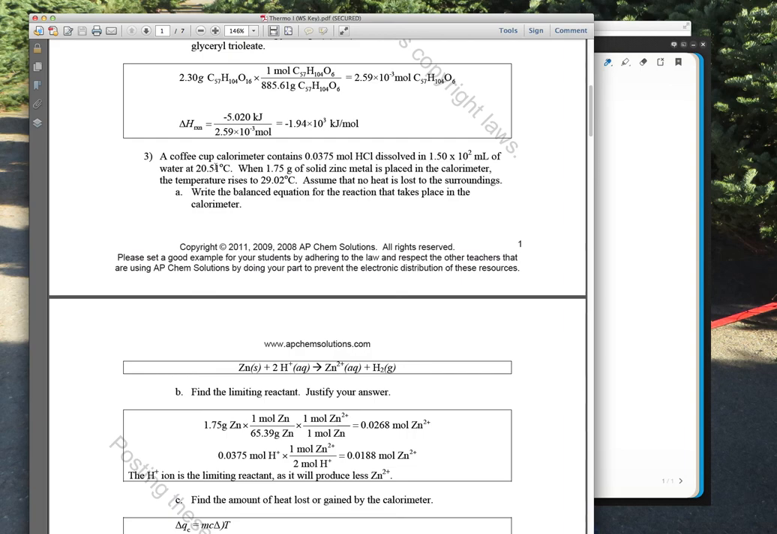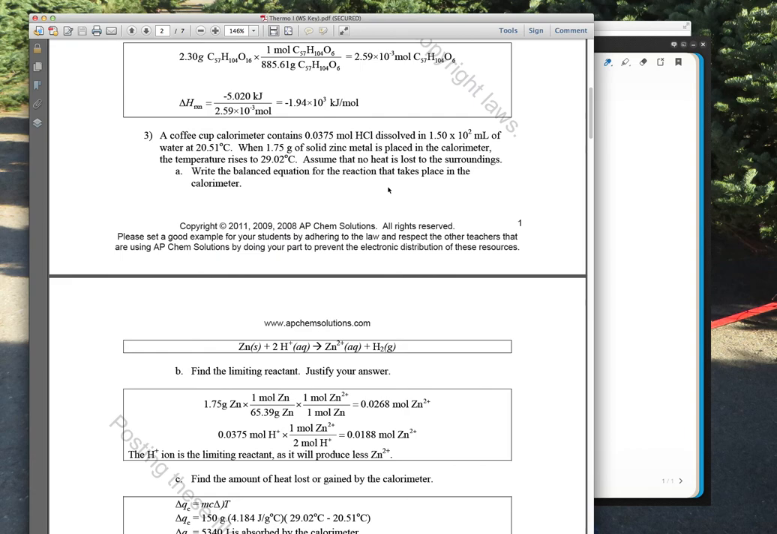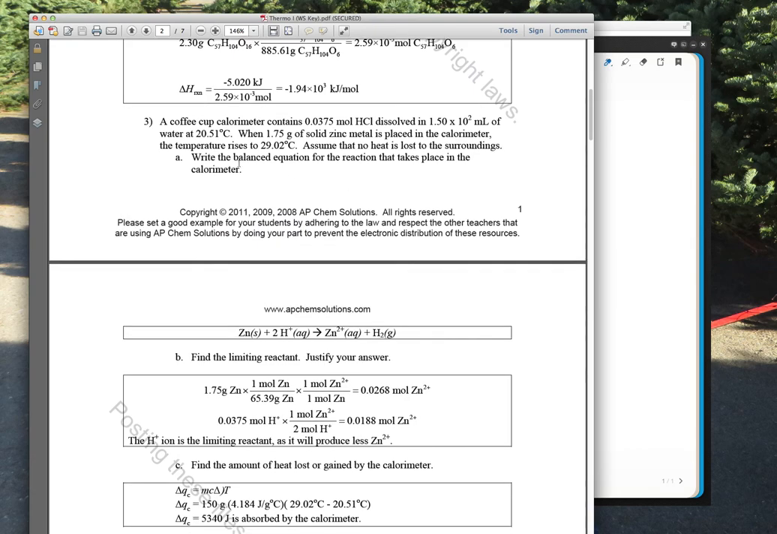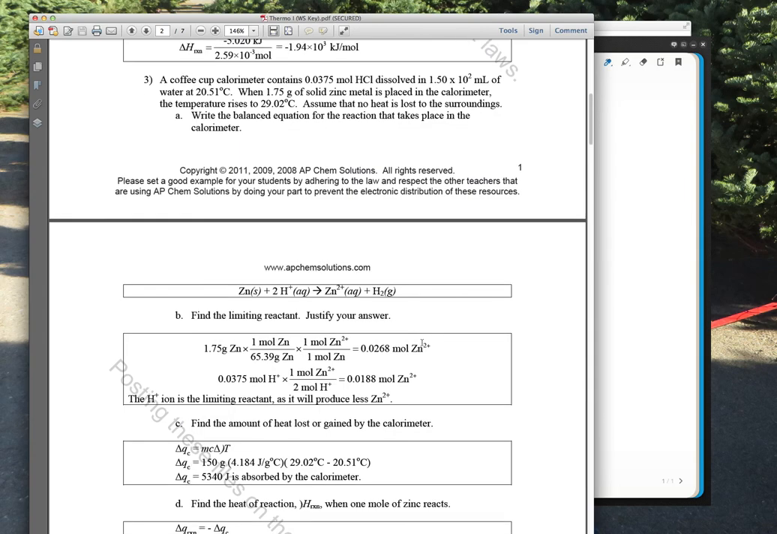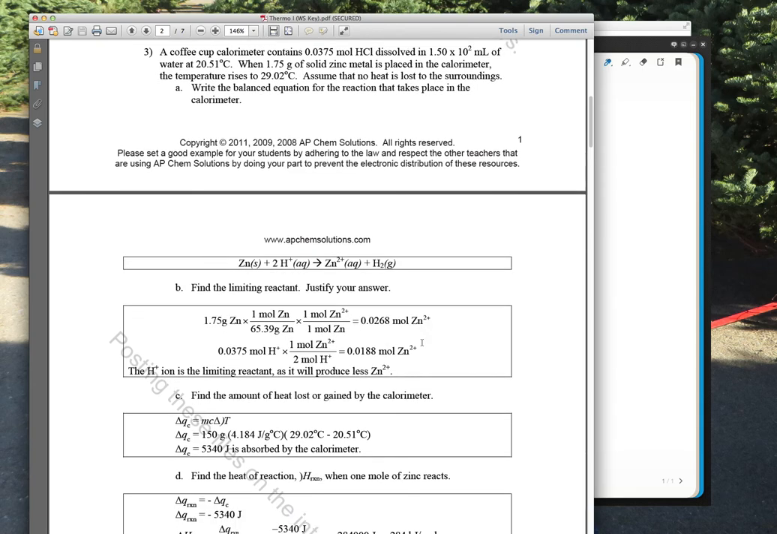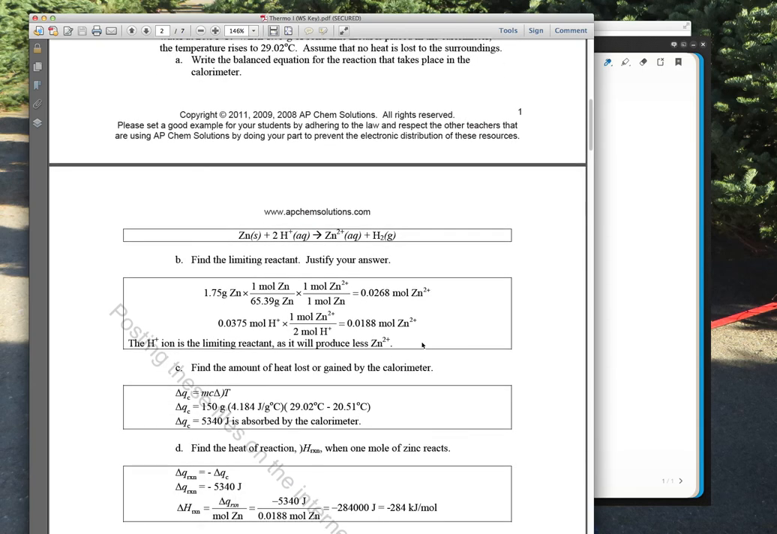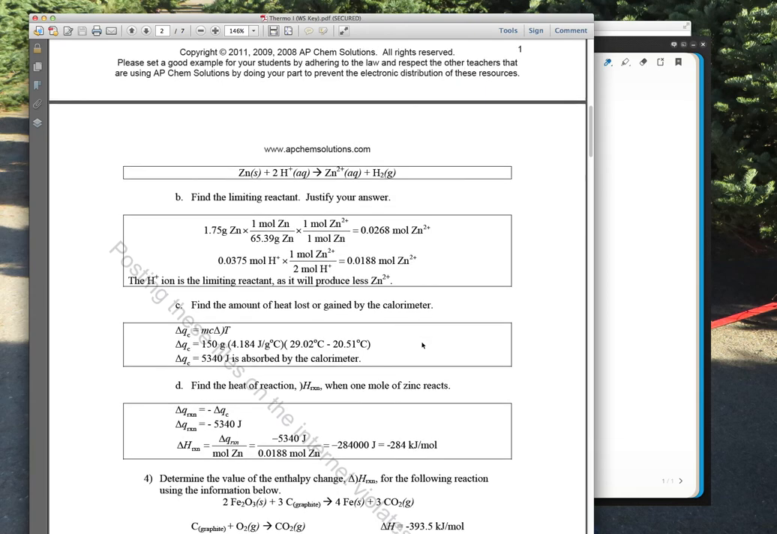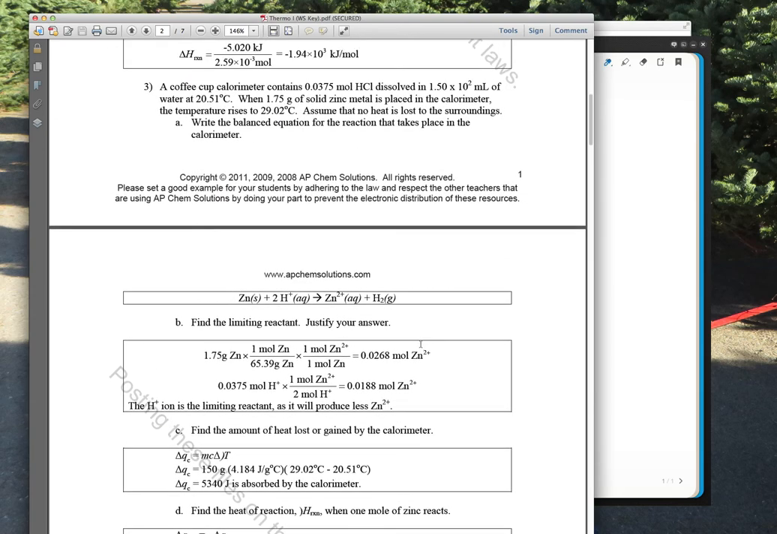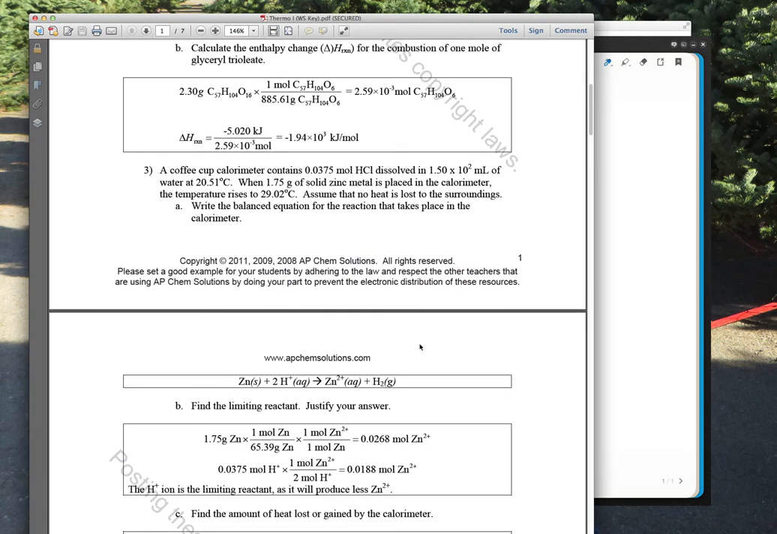Okay. So, it has: a coffee cup calorimeter contains 0.0375 moles of HCl. Assume that, okay, so write the balanced equation for the reaction that takes place in the calorimeter. And they wrote the net ionic equation. Looking at this equation, it doesn't really matter that they wrote it as the net ionic equation.